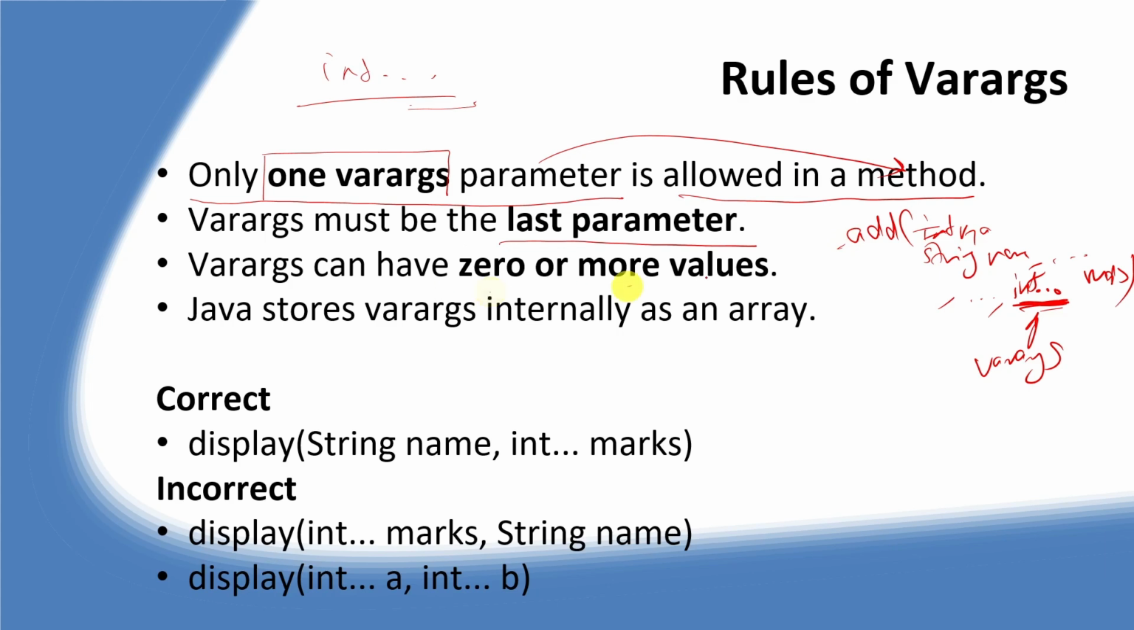And Varargs can have zero or more values. We will see that in the method call. Since we are using Varargs, we can pass either zero values.